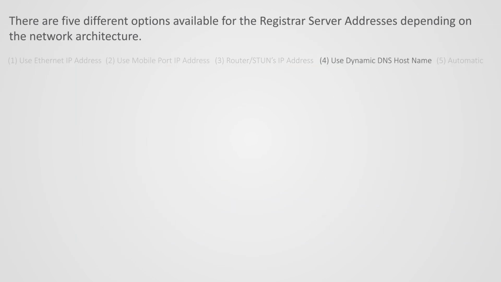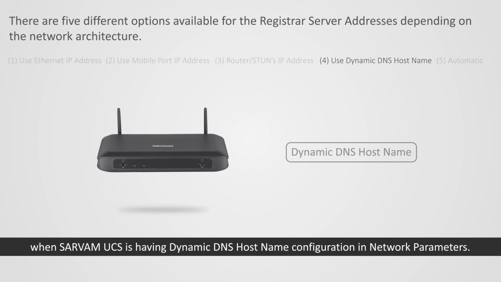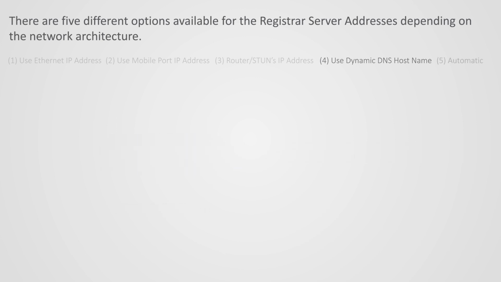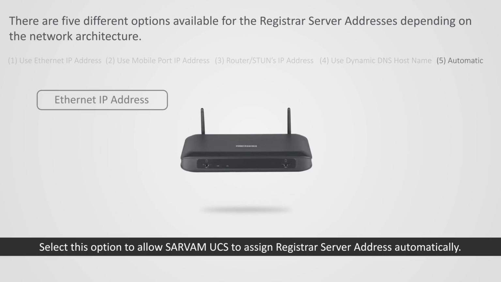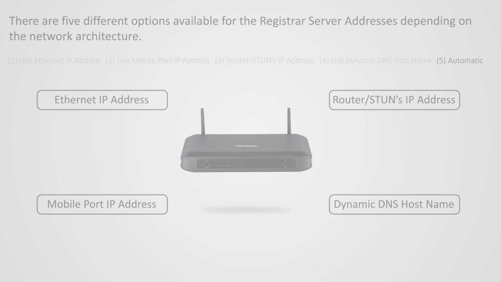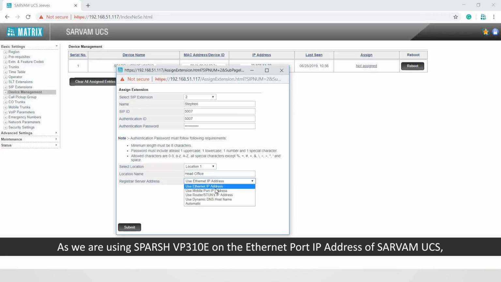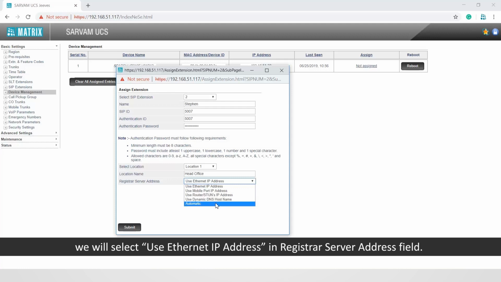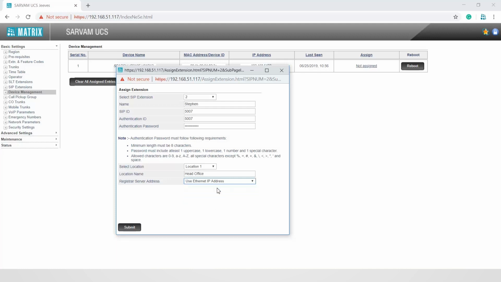Use dynamic DNS host name. Select this option when SARVAM UCS is having dynamic DNS host name configuration in network parameters. Automatic. Select this option to allow SARVAM UCS to assign registrar server address automatically. As we are using SPARSH VP310E on the Ethernet port IP address of SARVAM UCS, we will select Use Ethernet IP address in registrar server address field.